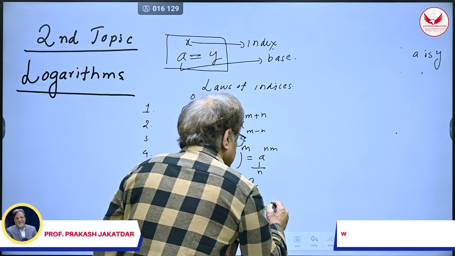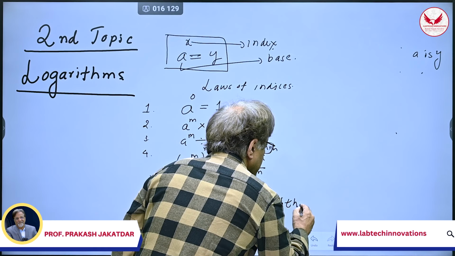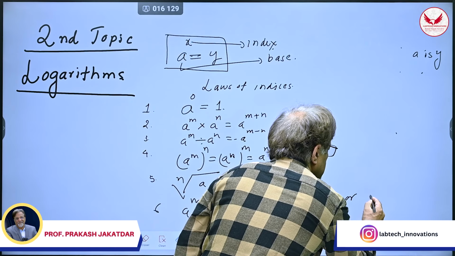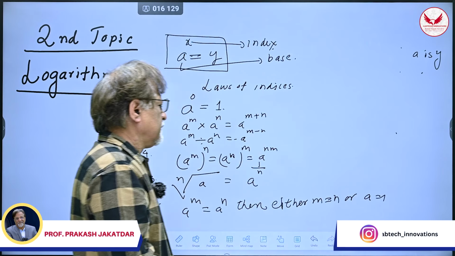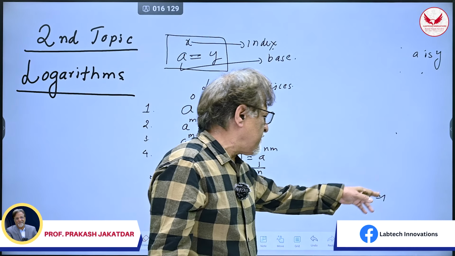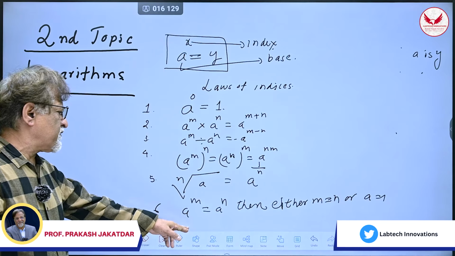Then either m is equal to n or a is 1. Now that is very funny. Most of the people do not understand this condition, because 1 is an exception to this law.